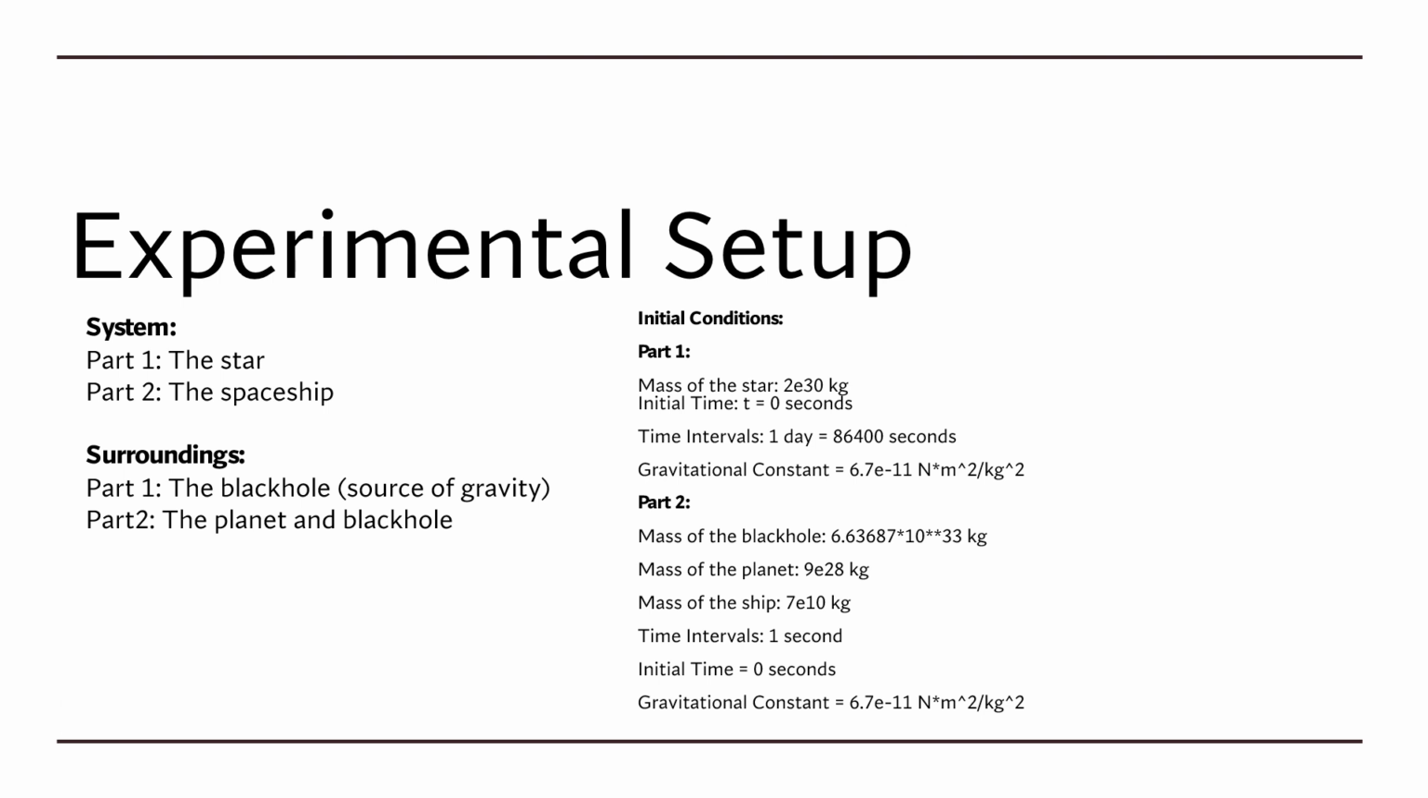In the experiment, in part 1, the system was the star and the surroundings were the black hole, which was the source of the gravity. In part 2, the system was the spaceship and the surroundings were the planet and the black hole.